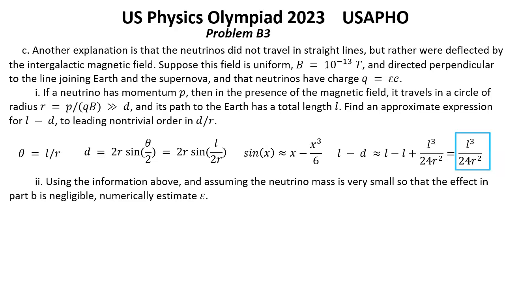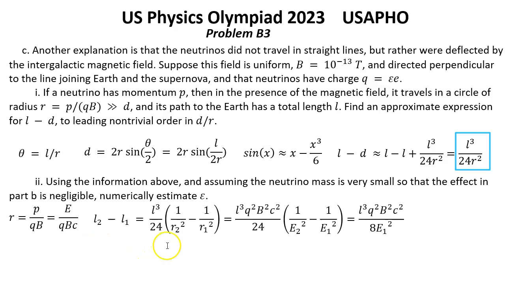Question 2. Using the information above and assuming the neutrino mass is very small, so that the effect in part B is negligible, numerically estimate epsilon. Solution. The radius of the path is P over QB, which is equal to energy E over QBc. Substituting expressions for L1 and L2 for different neutrinos, we have this expression for the length difference, and finally we get this expression. From here we can calculate the charge Q.